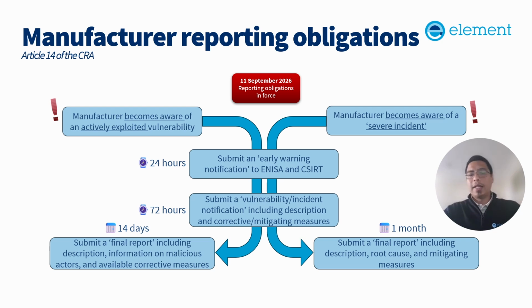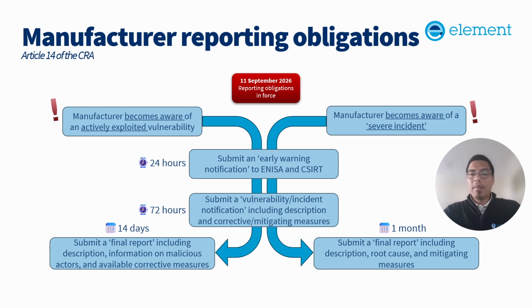The other thing that has to be reported, aside from an actively exploited vulnerability, is a severe incident. And this follows a very similar timescale. So when a manufacturer becomes aware of a severe incident, then again they have 24 hours to submit their early warning notification. After 72 hours, they then submit their notification, which includes more details about the specific incident and what corrective and mitigating measures can be taken.